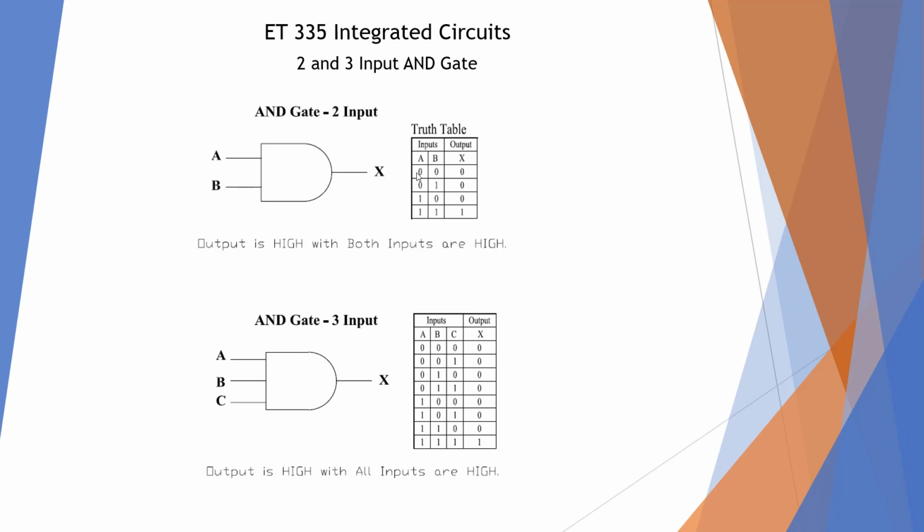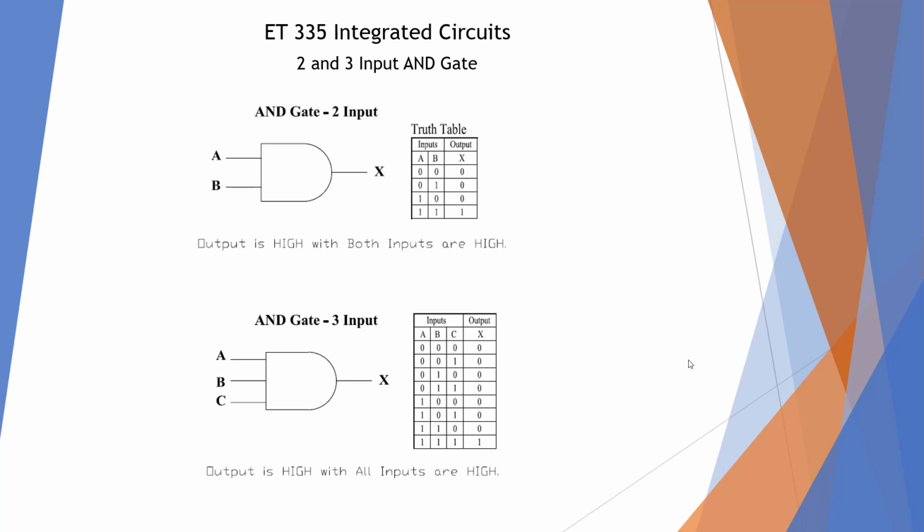So we're going to start counting in binary. 0, 1, 2, 3. So we have a total of 4 possible. Here we have a 3 input AND gate. 2 to the third power is 8. So we're going to have 8 possible combinations from 0 to 7.